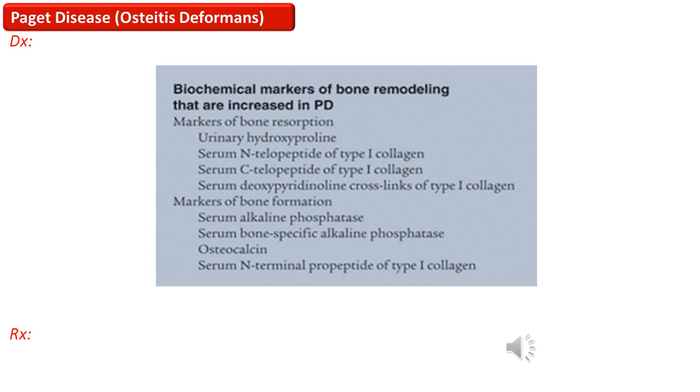Biochemical markers are available for the diagnosis of Paget disease. Some are markers of bone resorption and some are markers of bone formation. Though there is marked elevation of the serum alkaline phosphatase, serum calcium and serum phosphate are within normal limits.